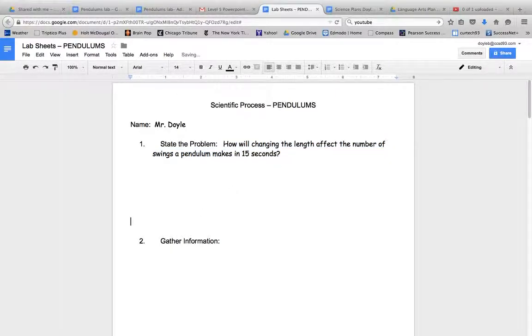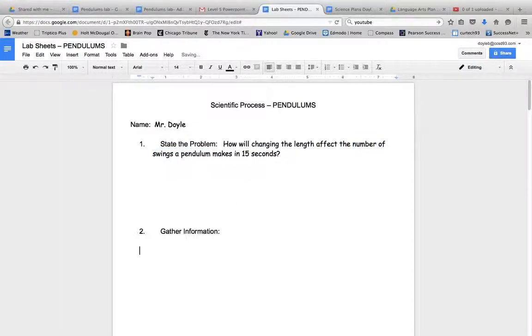And that's our question, and that includes the independent variable, changing the length of the pendulum, and the dependent variable, the number of swings. So those are the two variables, and both of them are present in that question. And a question mark, don't forget.